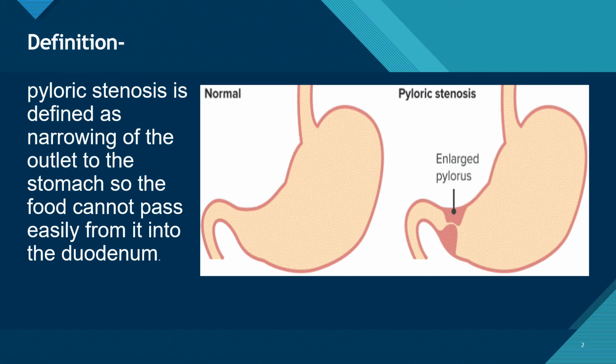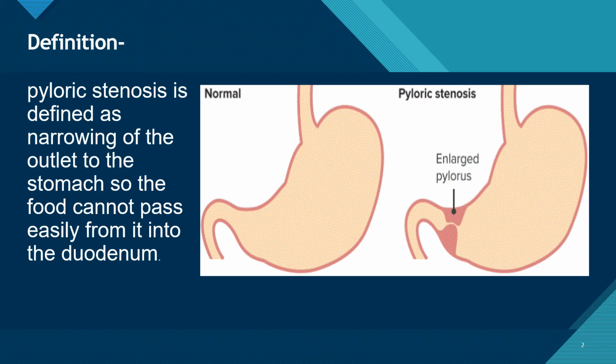So in this disease condition the pylorus will become narrow. Due to the narrowing of the pylorus, the food will be stuck inside the stomach, or it cannot pass into the duodenum due to the narrowing of the pathway by which the food is supposed to go to the duodenum.